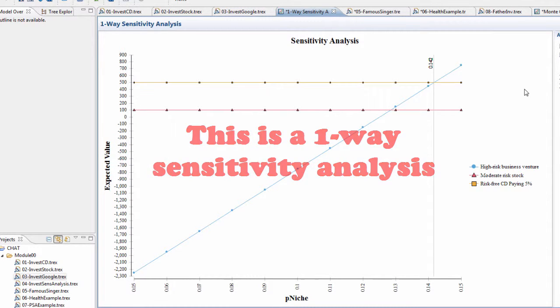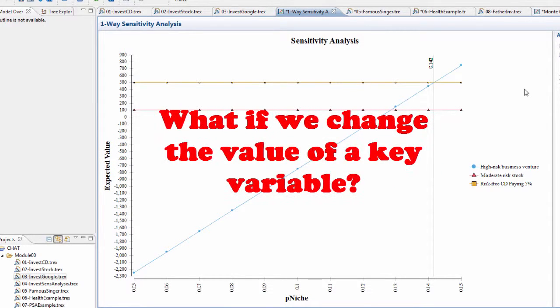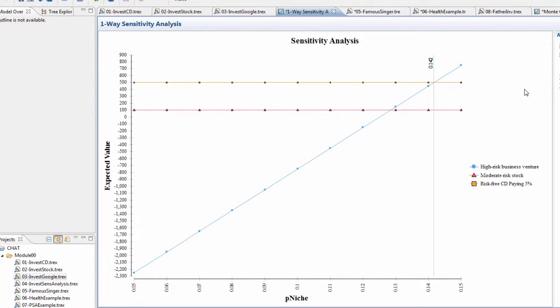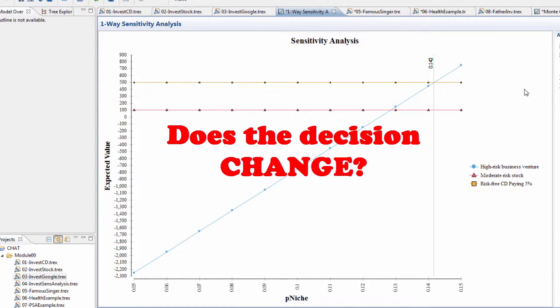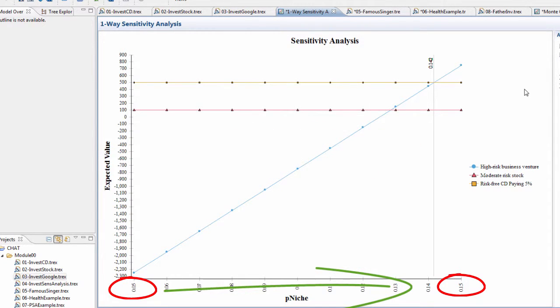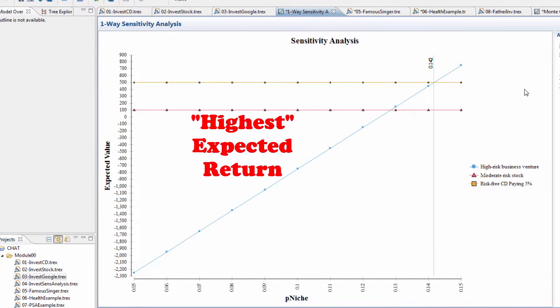Keeping all our other estimates the same, we wanted to see what would happen if we changed the probability that the business venture strategy will find a niche in the market and make $20,000. We look at all the possibilities from a 5% chance to a 15% chance. The strategy we choose is the one that has the highest expected return.